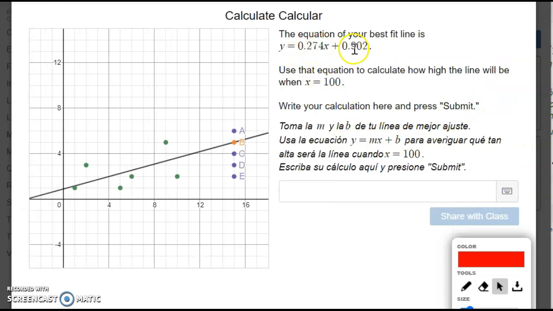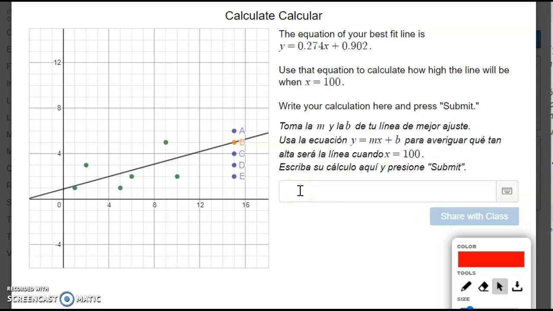The equation of your best fit line is y is equal to 0.274x plus 0.902. So Desmos has calculated that for us. Use that equation to calculate how high the line will be when x is equal to 100. Okay, so that means I am going to substitute 100 into this equation. Write your calculation here and press submit.